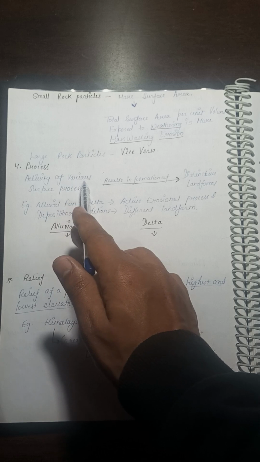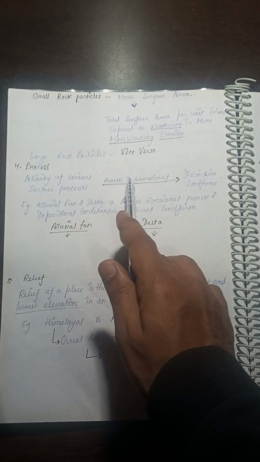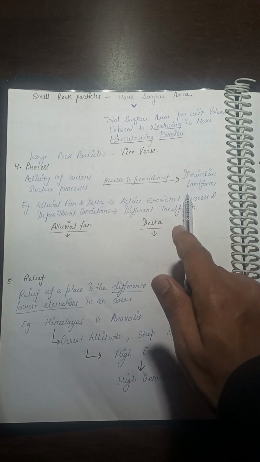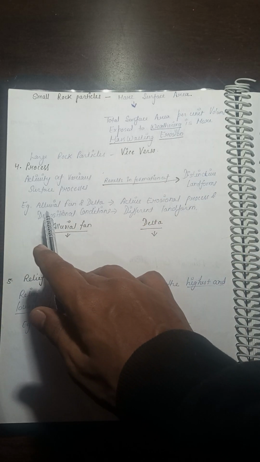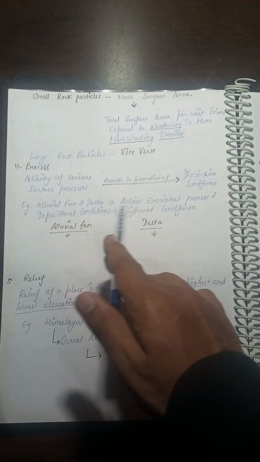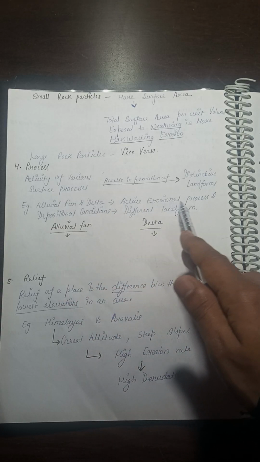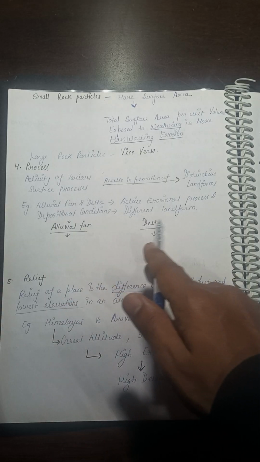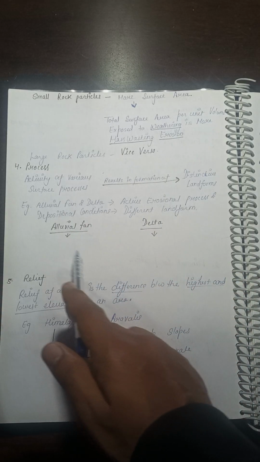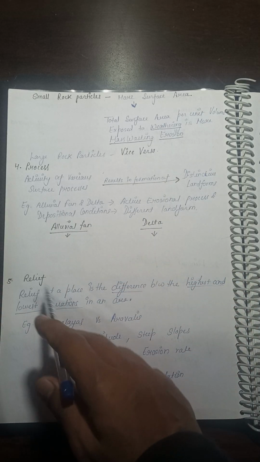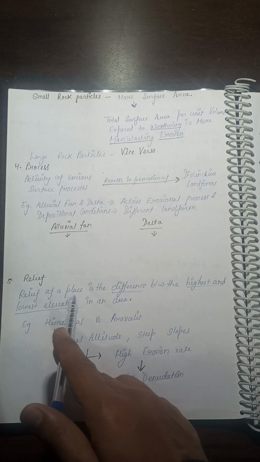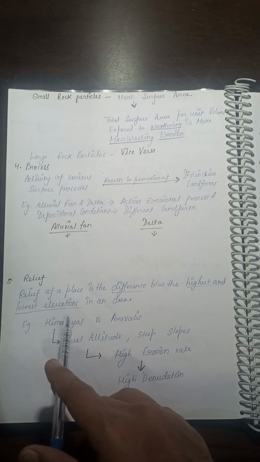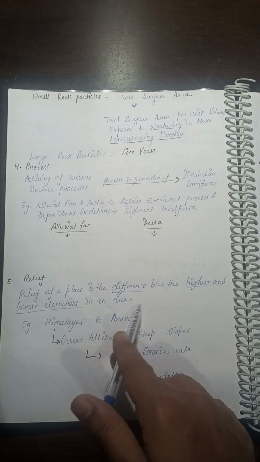Activity of various surface processes results in the formation of destructive and constructive landforms. Example: alluvial fan and delta. Active erosional processes and depositional conditions produce different landforms. Relief: the relief of a place is the difference between the highest and lowest elevations in an area.